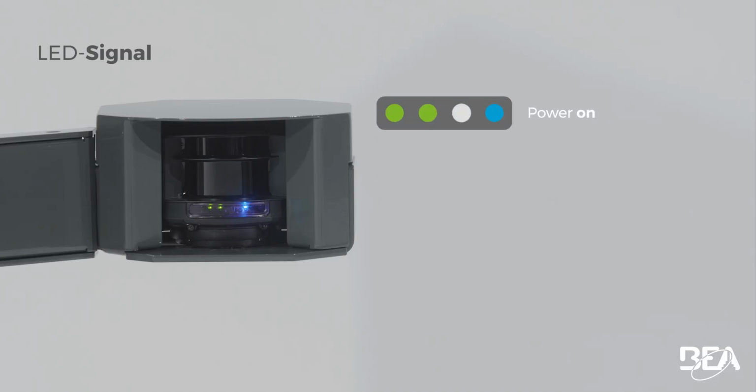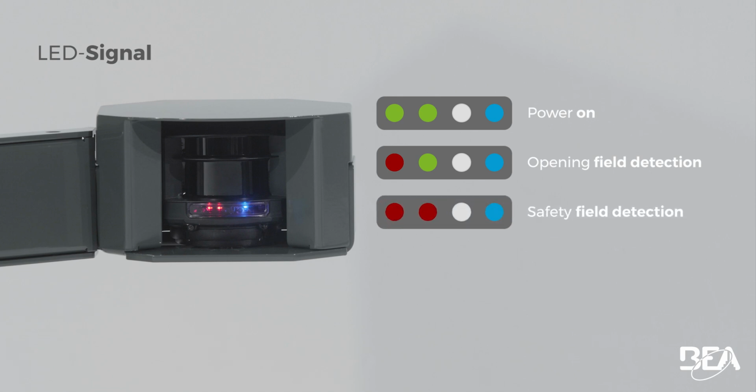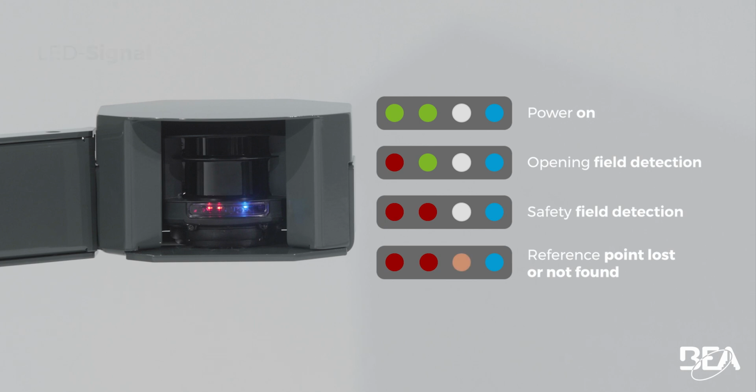When connected, the LED signal turns on. The blue LED signals the power on of the sensor. When detected in the opening field, the first green LED turns red. When detected in the safety field, the second green LED turns red. When the reference point is lost or not found, the orange LED flashes.